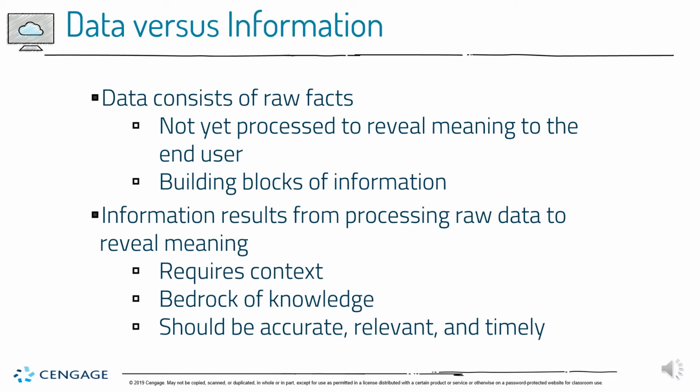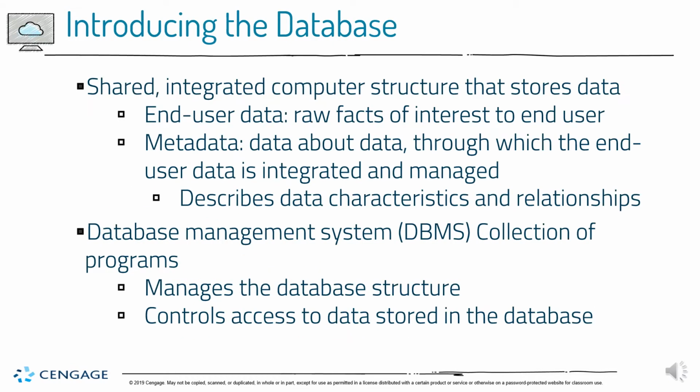For example, an average temperature reading of 105 degrees does not mean much unless you also know its context. Is this reading in degrees Fahrenheit or Celsius? Is this a machine temperature, a body temperature, or an outside air temperature? Information can be used as the foundation for decision making. Efficient data management typically requires the use of a computer database.